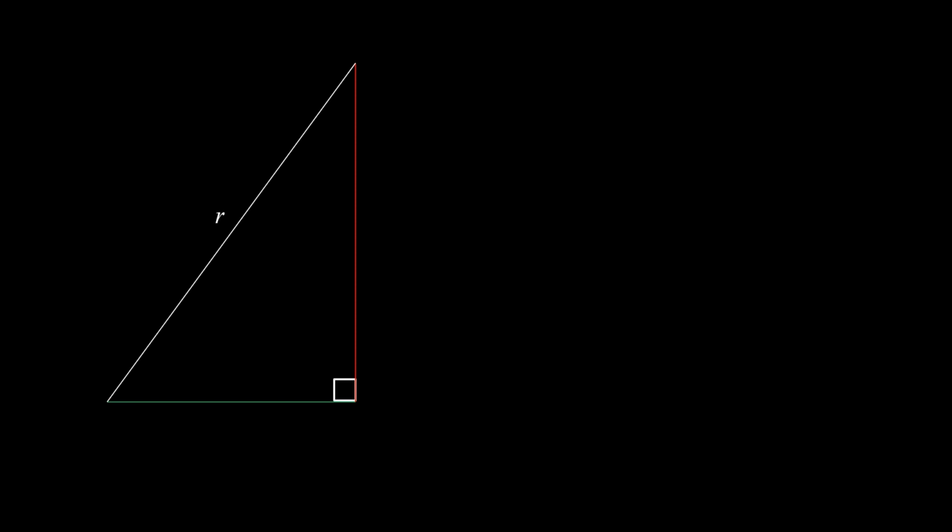Pythagorean identities might seem a little confusing at first, but here's a quick and intuitive way to show that there is nothing so difficult about it. So first, we're going to construct our triangle. And notice that it is a right triangle with a hypotenuse of r.